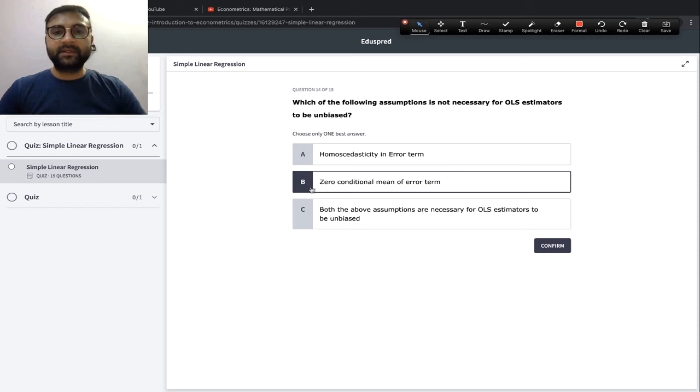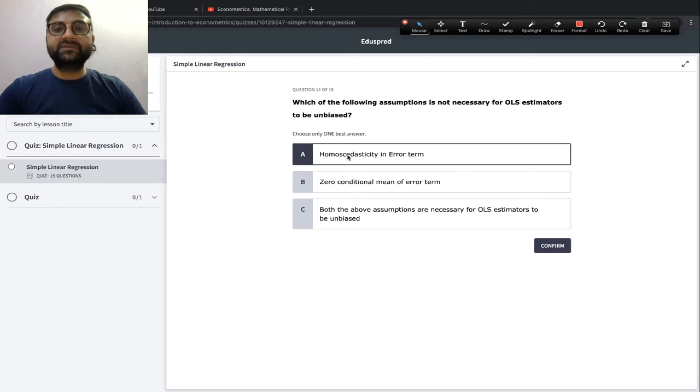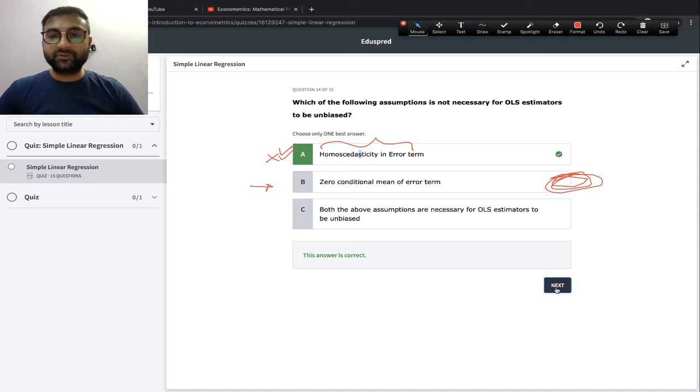So this was question number 14. The right answer is, well, the right answer is not part number B. The right answer is part number A. They are asking us which of the following assumptions is not necessary. So when they are saying not necessary, we know this is necessary, this is not necessary. So when you have to select the answer, we are going to select part number A. Now let's move to the next question.